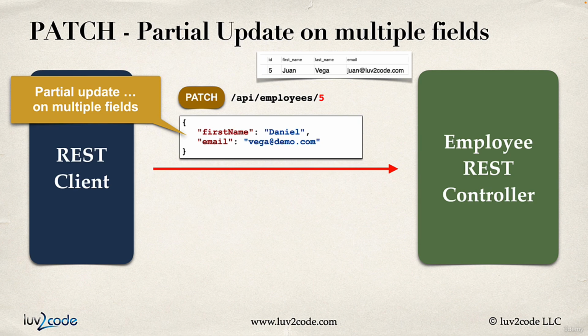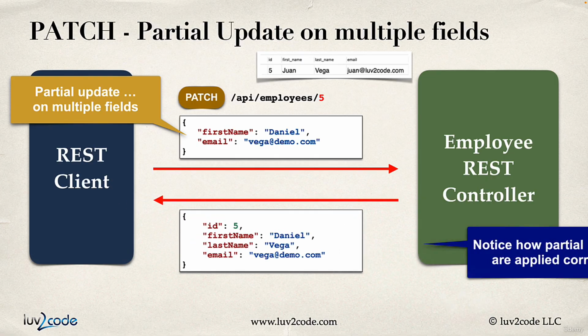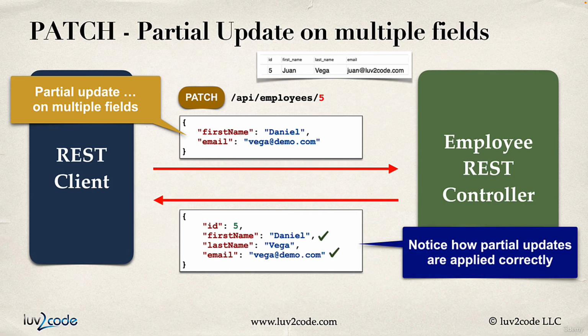We have first name, email. This is for our patch going over for /api/employees/5. We have those 2 fields. So you can have one, you can have multiple, either way. It'll go through to our employee REST controller. And then the result, notice here how the partial updates are applied correctly. So we've updated the first name for this employee and also the email for this given employee. So the key here is that you can make a partial update on multiple fields using that single JSON patch request.